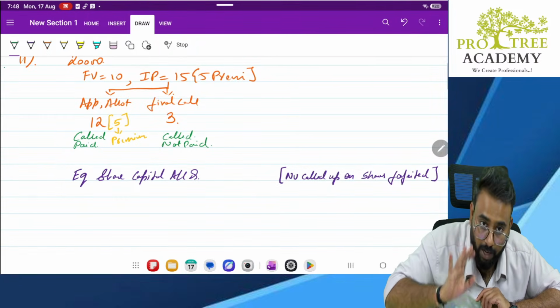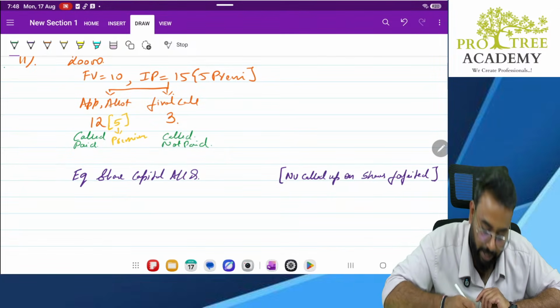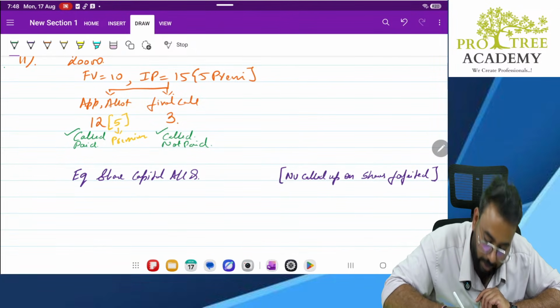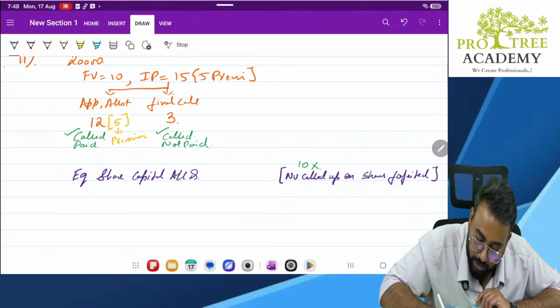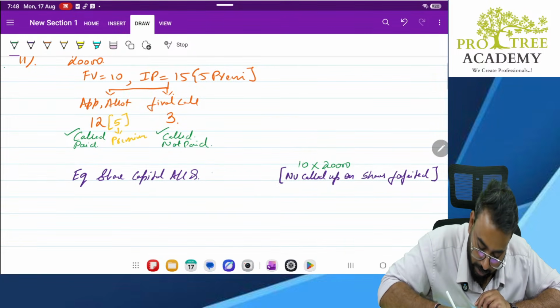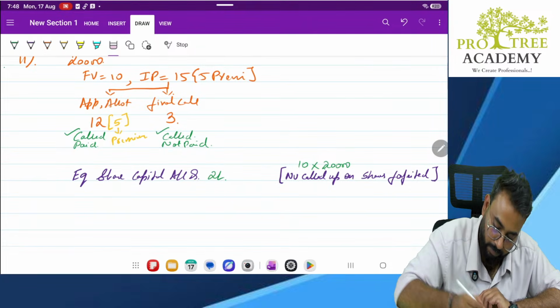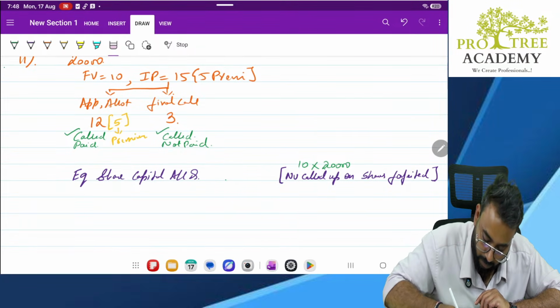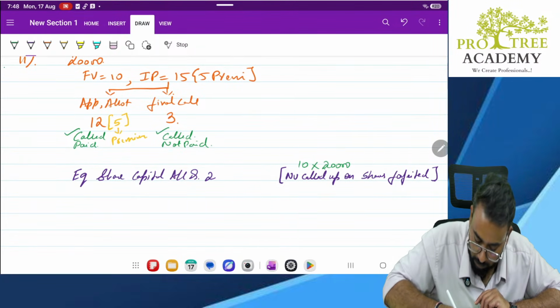Sir, nominal value called is 10 only. Why? Because it is also called. So nominal value called is 10. Into how many shares? 20,000. So that is 2 lakhs.